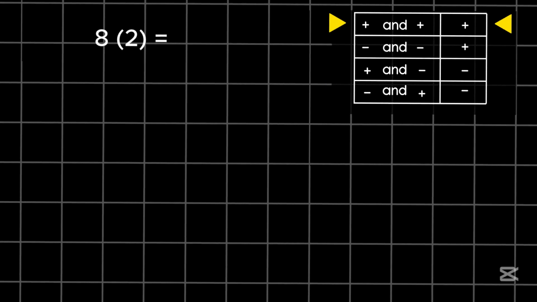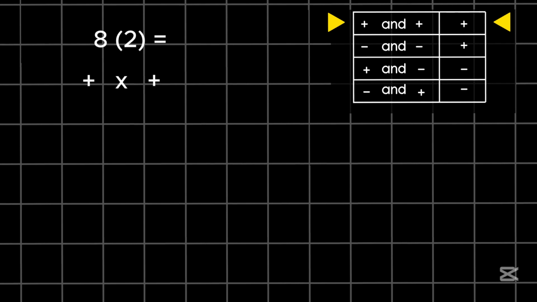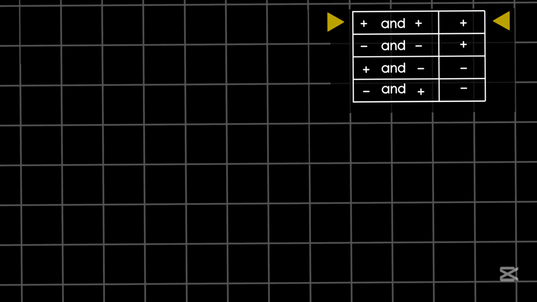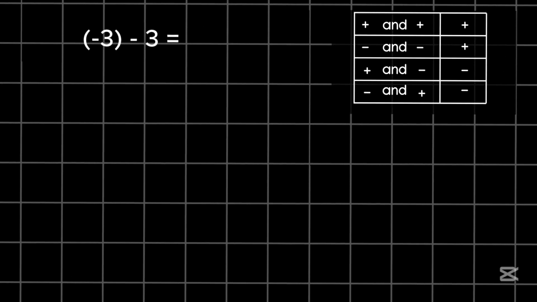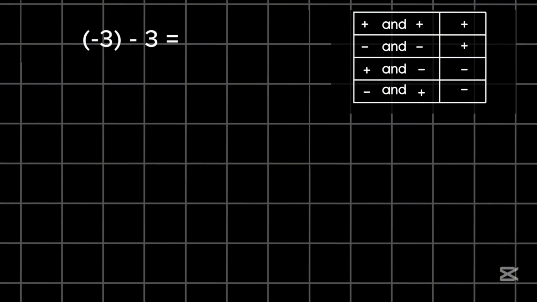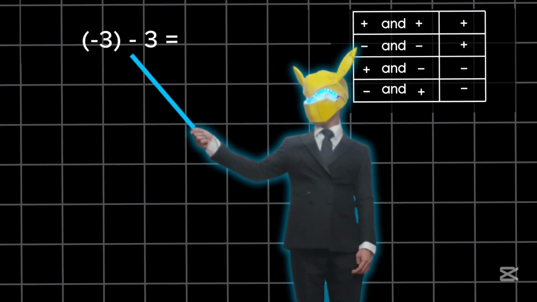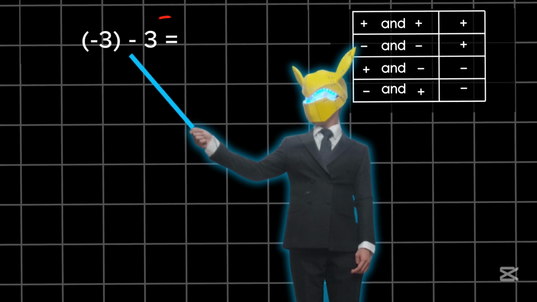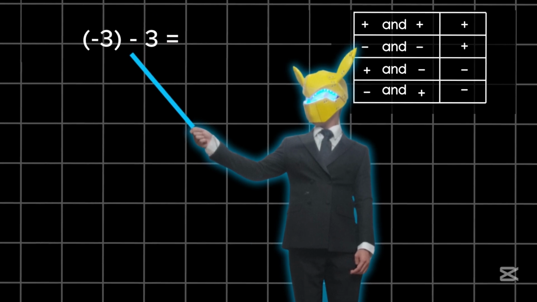What about 8 times 2? So we have a positive times a positive, which gives us a positive. So 8 times 2 equals 16. But what about this one? Minus 3 in brackets, minus 3. As you can see, there is no number next to the bracket. There is a minus next to the bracket, not the actual number 3. We have minus 3 in the brackets, but that is a different story.